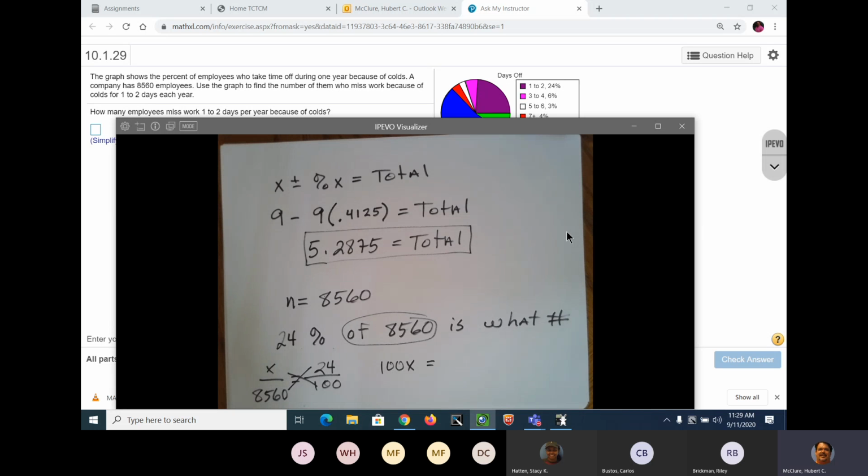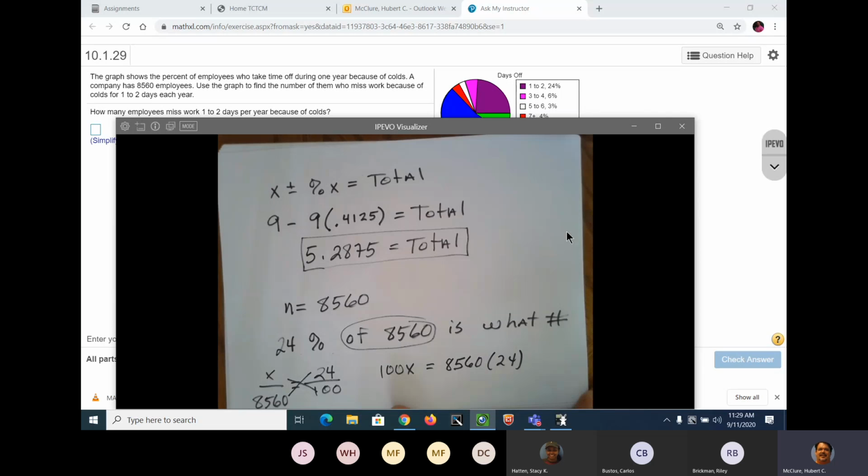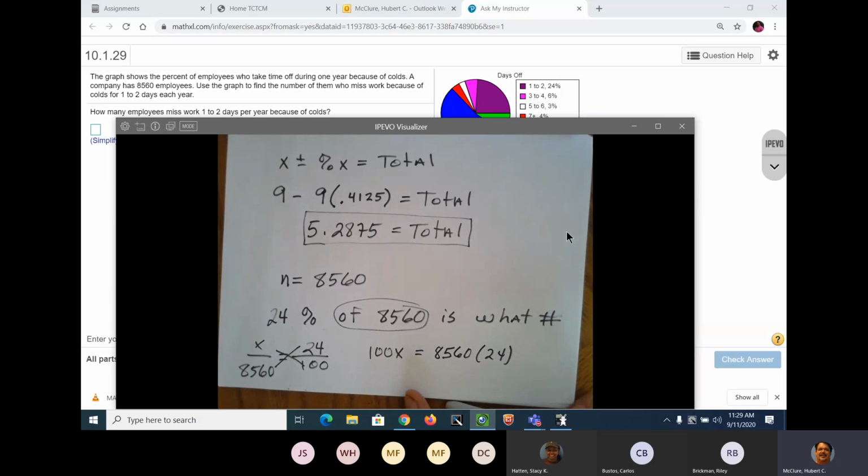100x is equal to 85/60 times 24. Now let's see. I'm going to show you a trick. Well, you're not going to be able to do too much. You could knock out that 0 and this 0, or you could go 85/60 times 24. You're going to need a calculator, so let's just go ahead and do it.